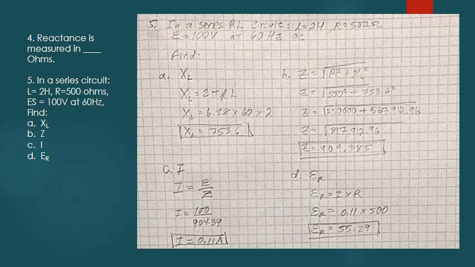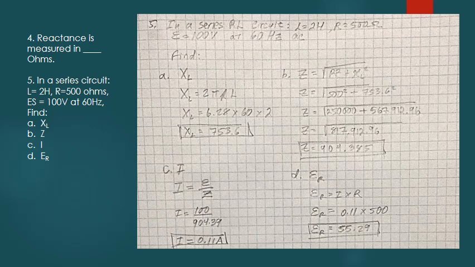Moving on to step C, we have to find our current. In this case, we use Ohm's law. Again, we substitute impedance for resistance in Ohm's law, which, again, impedance is the total resistance of an RL circuit. We know that impedance is 904.39. We have to make the division of 100 divided by 904.39, which gives us 0.11 amps for our current.